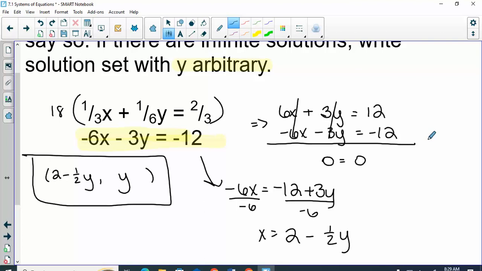Is it always going to be like that, like the y is going to be arbitrary? It could be x arbitrary. If I said x arbitrary, we just do the same thing. Then your ordered pair x would be normal, and then you solve for y. So whatever variable is arbitrary is the variable you keep. You get rid of the other one.